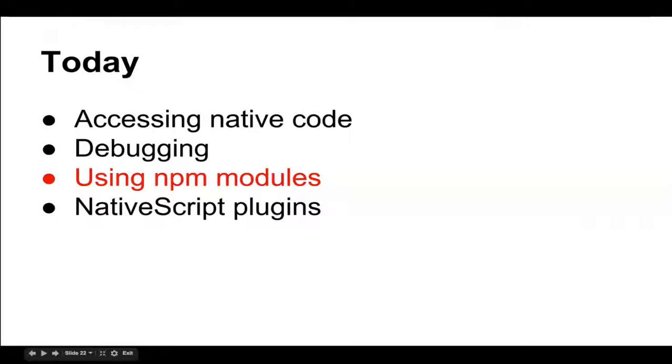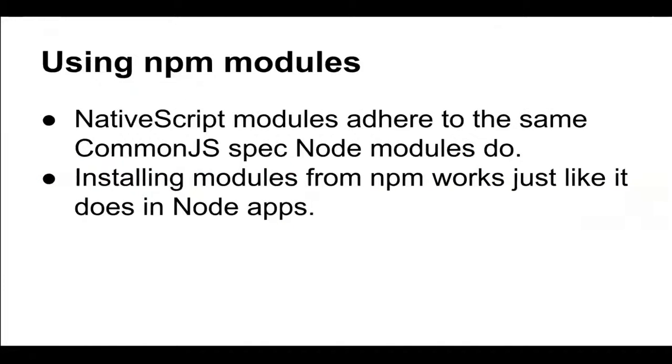And the third thing we have to talk about is NPM modules. Now, if you're not familiar with NPM modules, they're basically just JavaScript modules. They're the same modules that Node modules use. So if you've done any Node.js stuff, NativeScript modules and NPM modules adhere to what's known as the CommonJS spec. And really, the CommonJS spec is fairly simple. It more or less just defines two things.